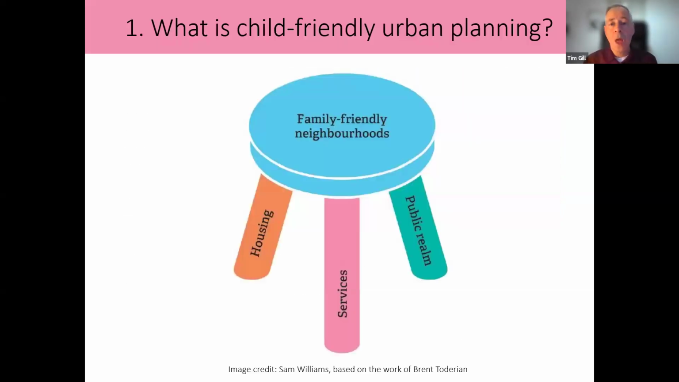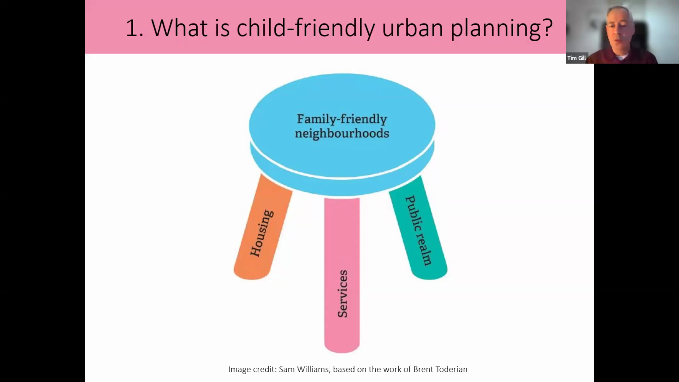So, if we think about child-friendly urban planning, we're naturally drawn to think about, well, what makes neighborhoods work for children and families? And this graphic tries to show the three basic ingredients of a place that works well for families. In really simple terms, first you have housing. If you don't have family-friendly housing, with enough bedrooms and so on, then no families ever, or very few families will move to a neighborhood or live there.